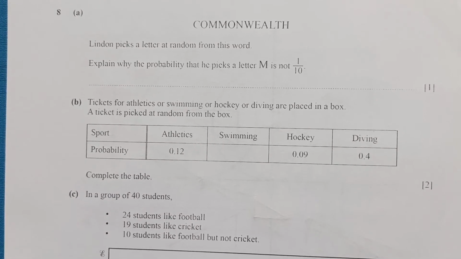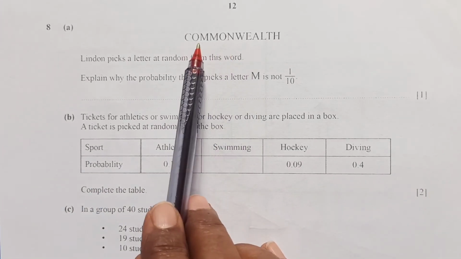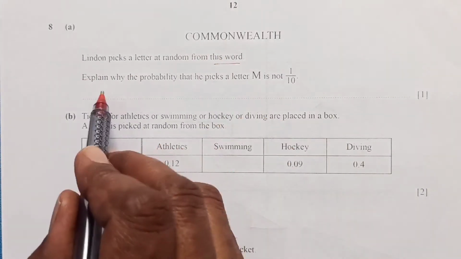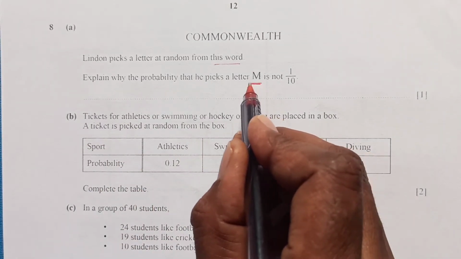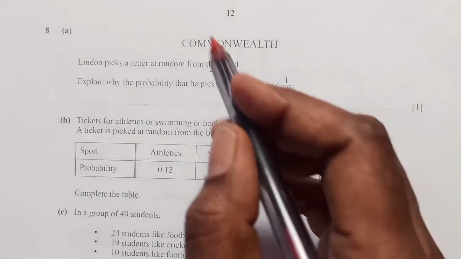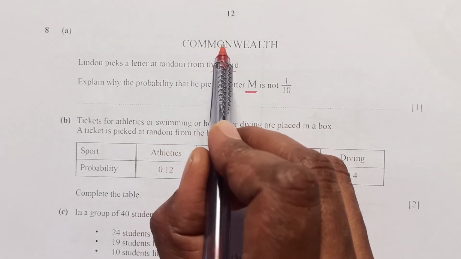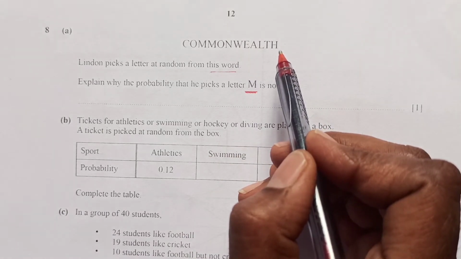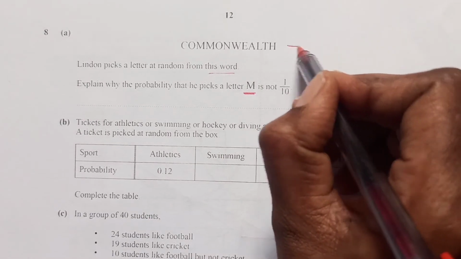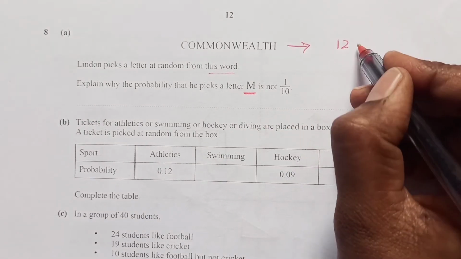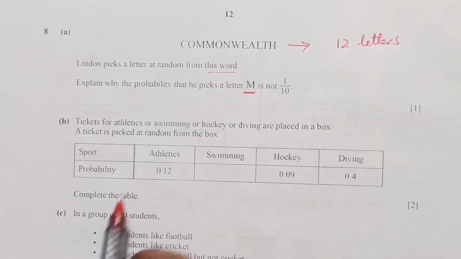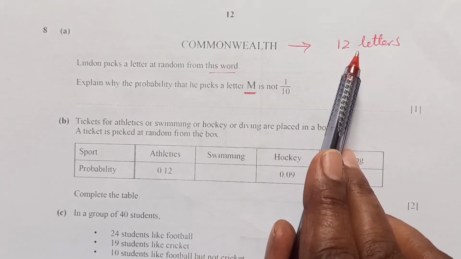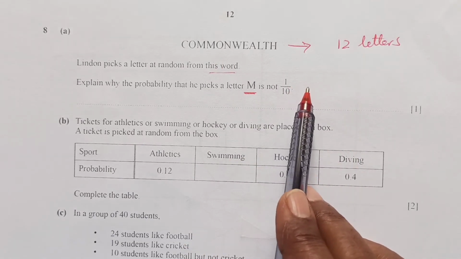Question number 8, part A. You can see we have been given the word Commonwealth. Lyndon picks a letter at random from this word. Explain why the probability that he picks the letter M is not 1/10. So how many letters do we have? 1, 2, 3, 4, 5, 6, 7, 8, 9, 10, 11, 12. Okay, so you can see that the total number of letters is 12, right? So the probability cannot be 1/10 because the total number of letters is 12. So it should be 1/12, 2/12, something like that.